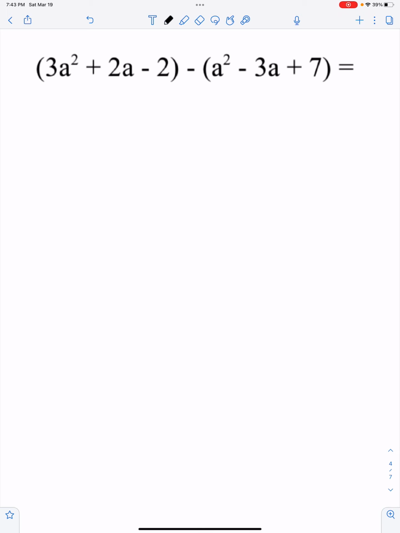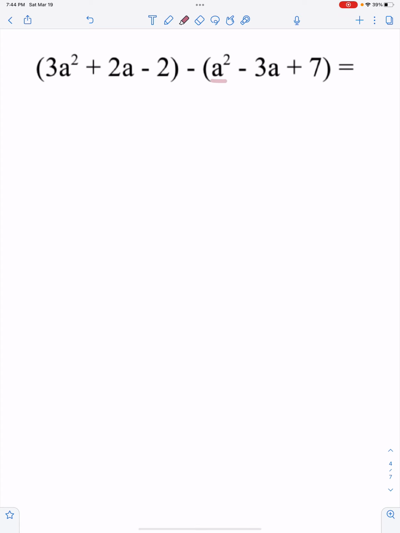I'll be showing you the simplification method for subtracting polynomials. First thing whenever we see brackets in math is we check inside of them to see if there's anything that needs to be combined. In this case, we have an a squared, an a, and a constant of -2. None of those have the same base, so I know none of those can be combined.